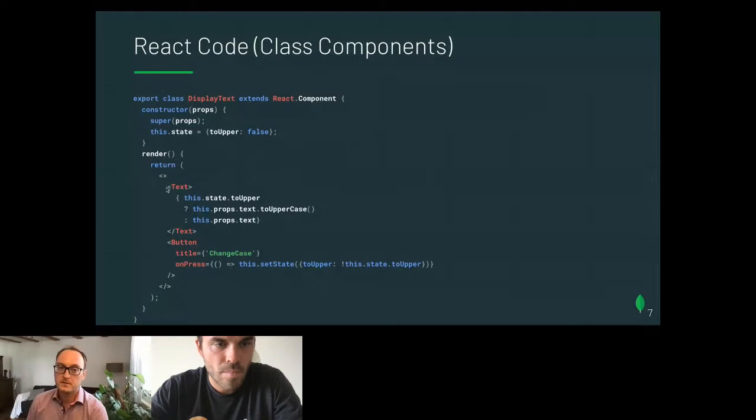Then you have a rendering function that returns JSX. So this JSX reacts on that state. In this case, we have a toUpper state, which is just a Boolean. If I change this toUpper Boolean to true, then that's going to change the text property that was passed in to uppercase or lowercase, and that'll be displayed here in the text. To set that state, I call this.setState and basically just toggle that Boolean from true to false or false to true, depending on what state it's in.